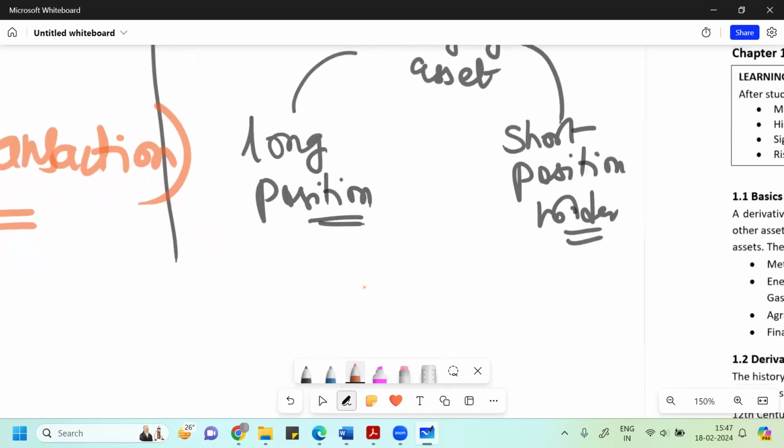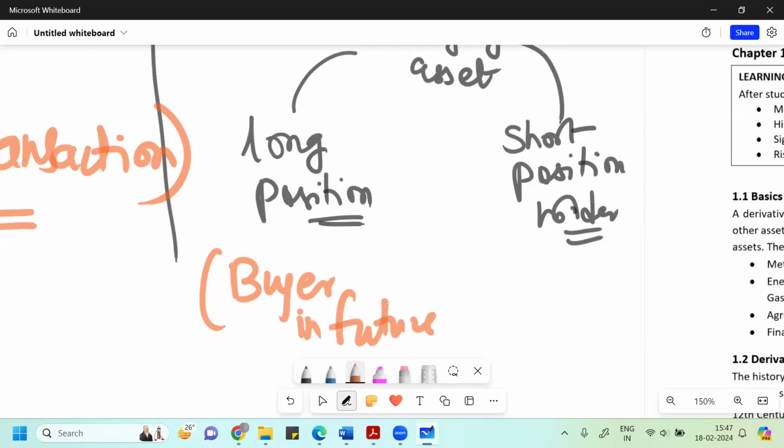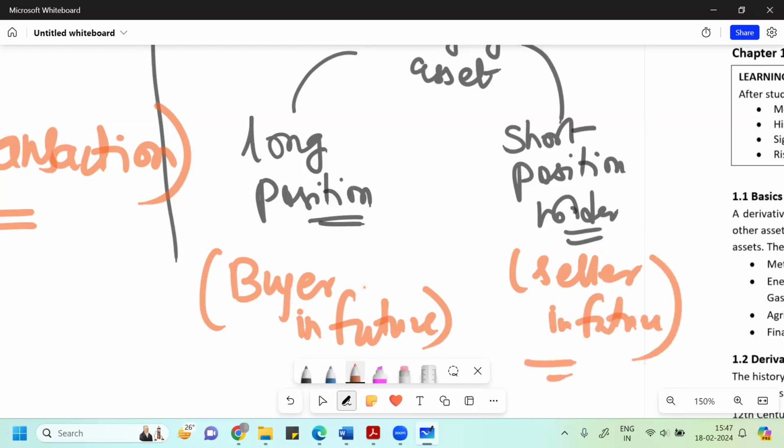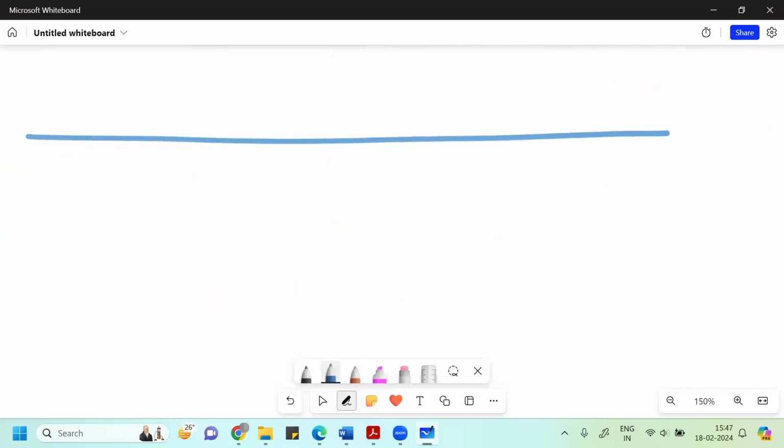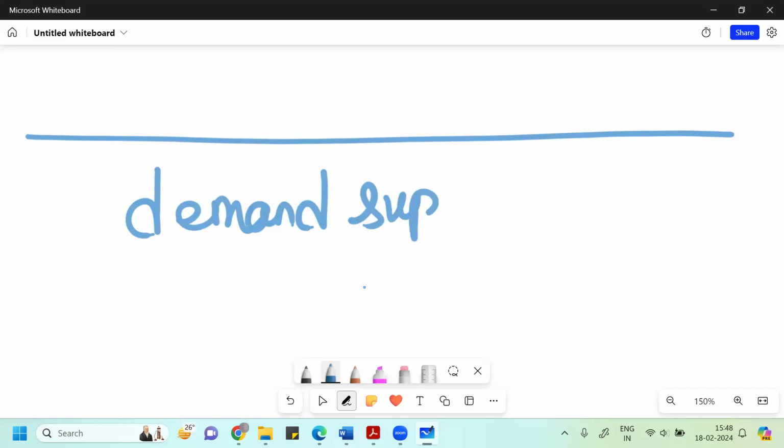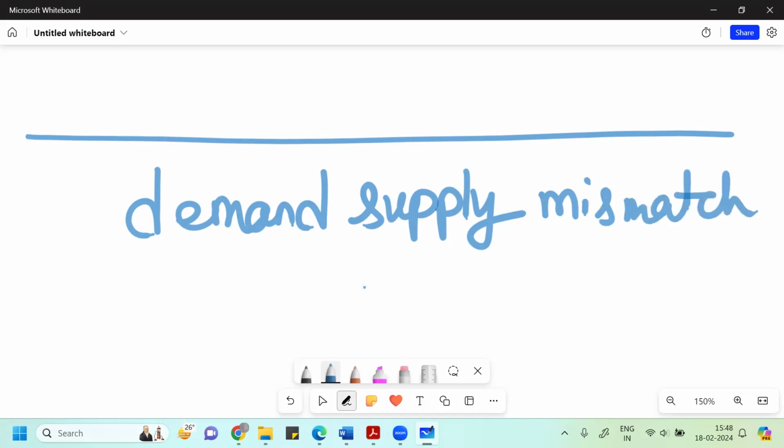The person who wants to act like a buyer in the future is called a long position holder, and the person who wants to act like a seller in the future is called a short position holder. I hope you understood. In the case of derivatives, two persons come together, and they come together because they have a concern, which is demand supply mismatch. If you want to act like a buyer in the future, then you have a concern that the price might rise in the future.